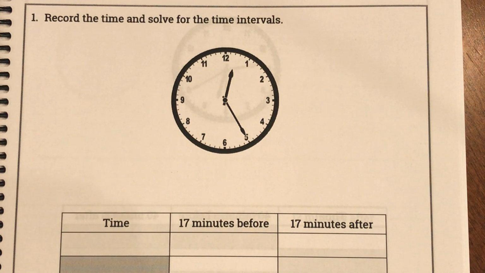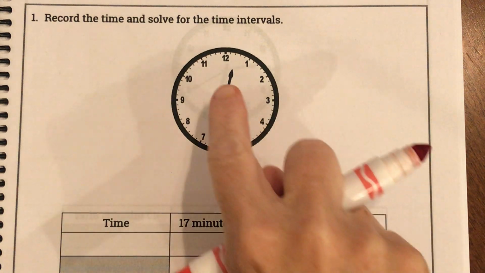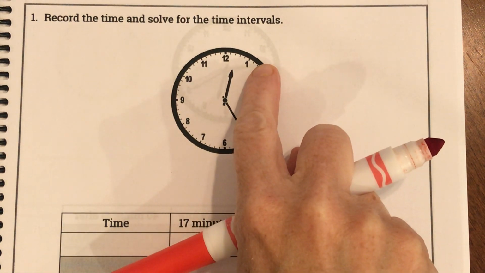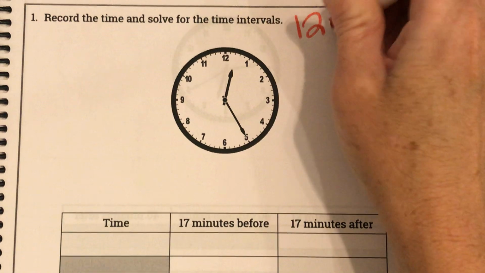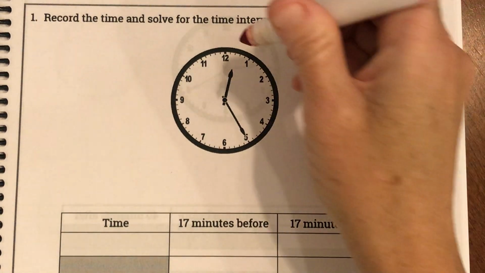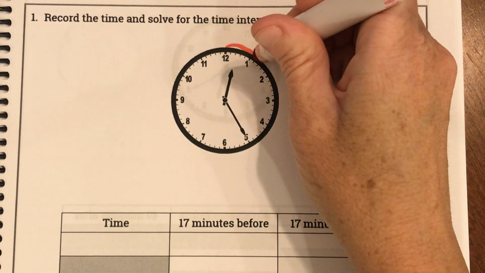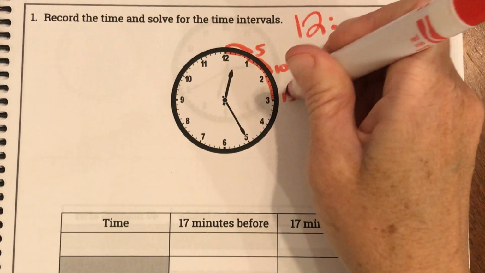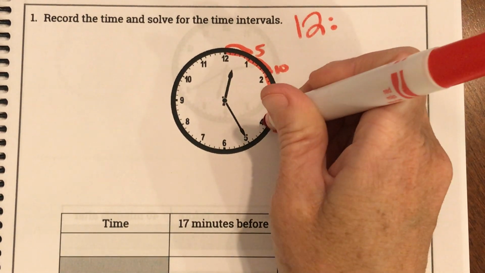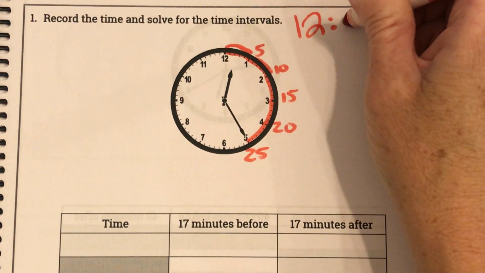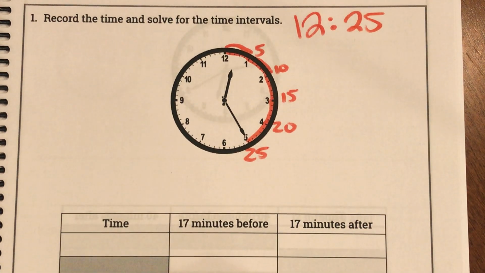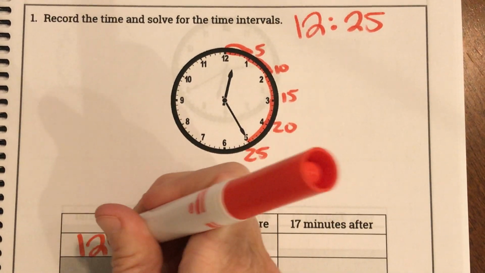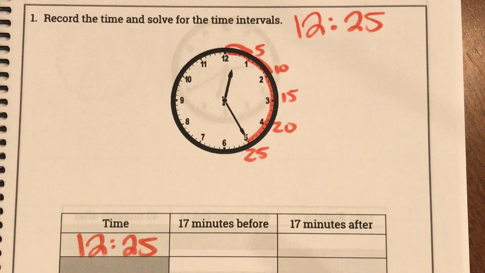So when I record the time, I always look for my hour hand. My hour hand is after the 12, but it didn't get to 1 yet. So my hour is 12. And my minutes, I count by 5. So 5, 10, 15, 20, and 25. So my minutes are 25. Okay, I can put my time down here as well. 12:25. Okay, the interval that they want me to use with this time is 17 minutes before.